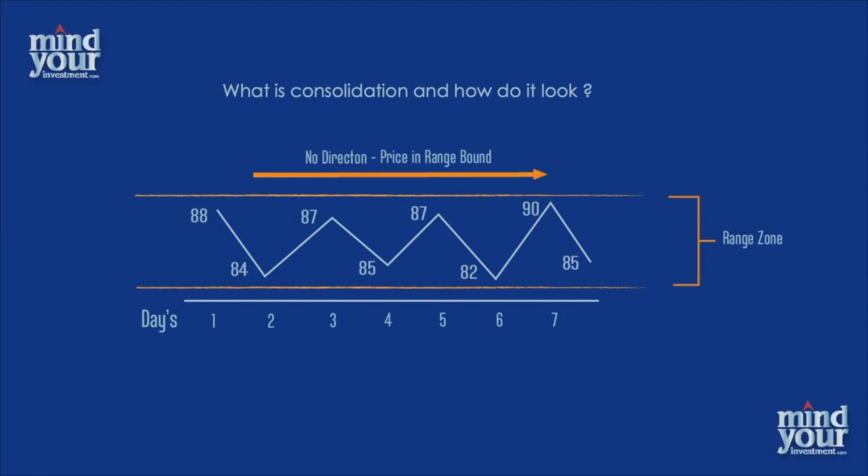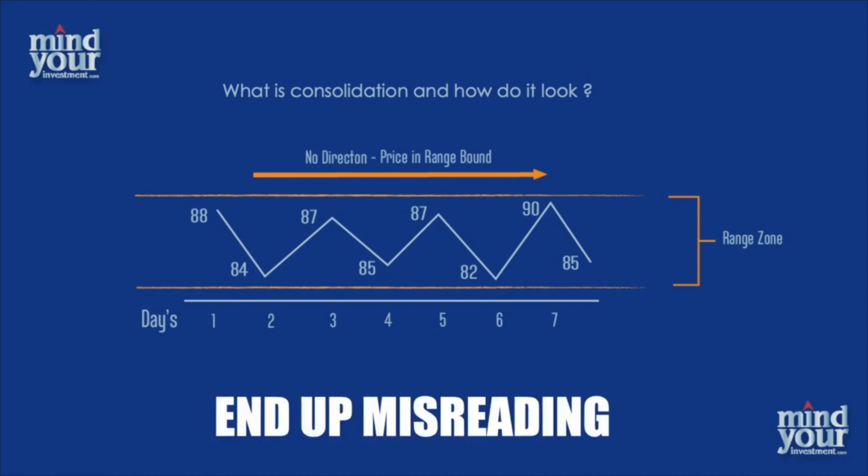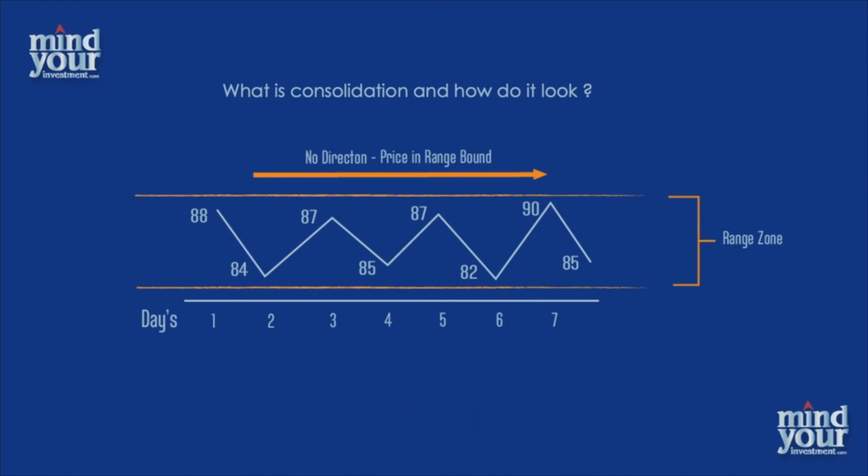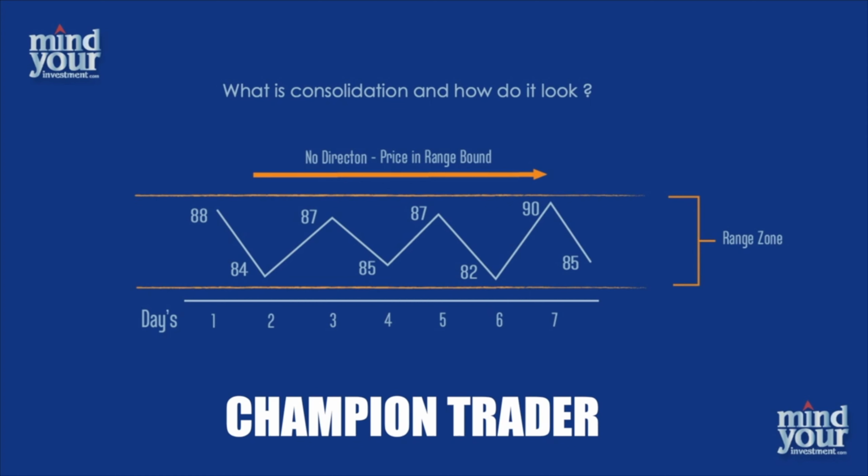So this is a range bound situation, when the price is not showing any positive direction, either going up or going down. And this is one such thing that we end up mistaking a lot, because we sometimes confuse that this is the start of a new trend. And you'll learn eventually that this is something that we always end up mistaking. So in the later videos, you'll find out how to correctly identify a consolidation phase. But trust me, if you can identify a consolidation phase, you are a champion trader.